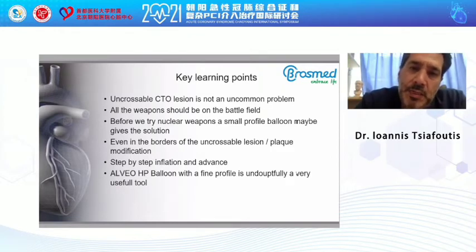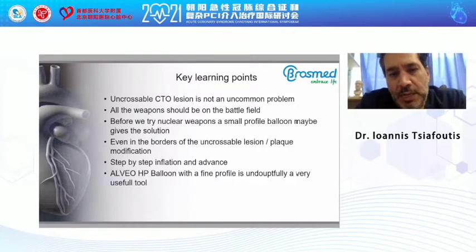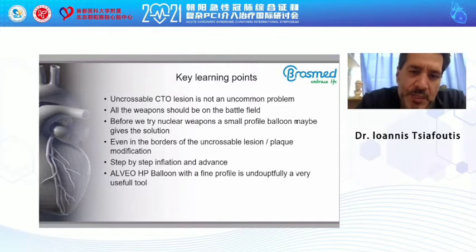Even in the borders of the uncrossable lesion or plaque, small profile balloon inflation will modify the plaque, and we could pass after that. Step-by-step inflation and the small advance is the way to go in this procedure. And this Alveo HP balloon with a fine profile is undoubtedly a very useful tool that everyone should have in his cath lab dealing with these cases.